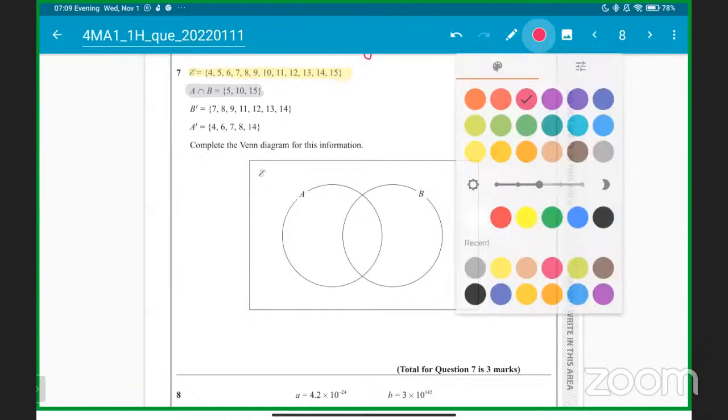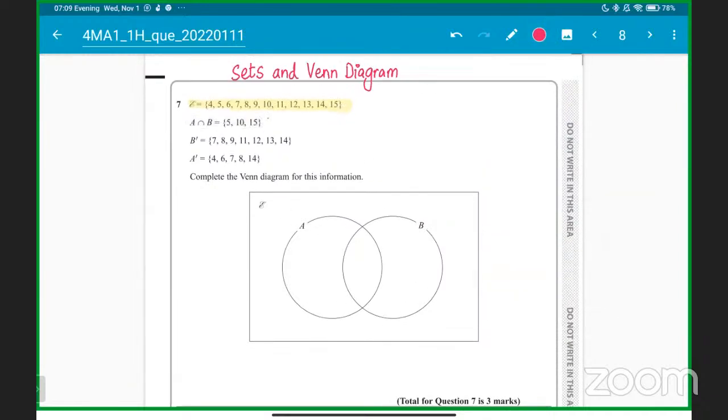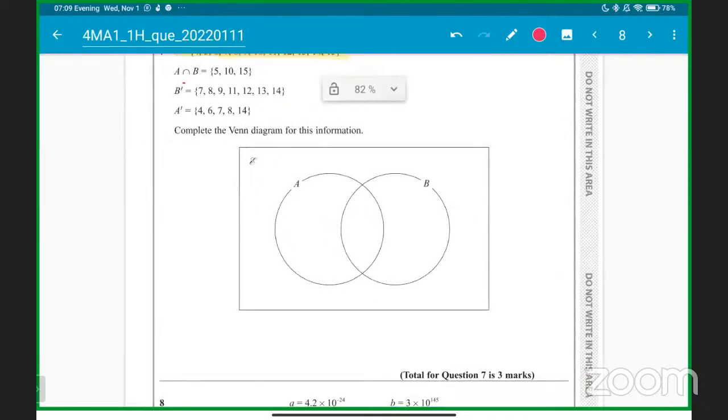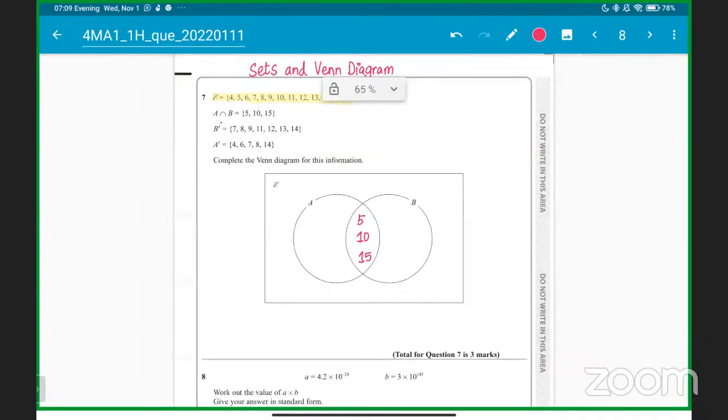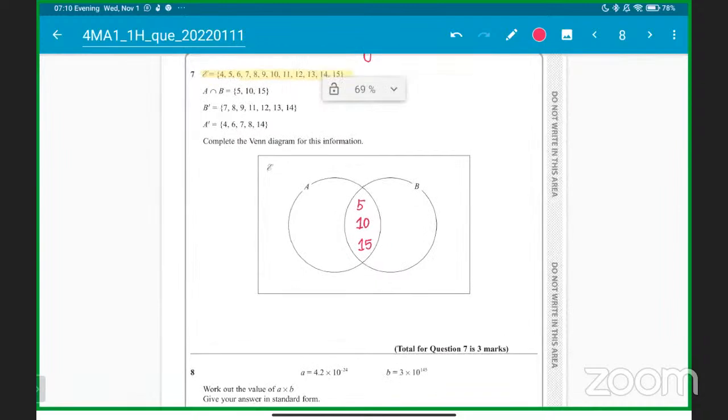Okay, so let's work it out. We already know what A intersection B is. A intersection B is this part, wherever we have a common. So these common things, 5, 10, and 15, are going to come in the middle part. Then we need to understand that A complement is 4, 6, 7, 8, 14, and B complement is also given.